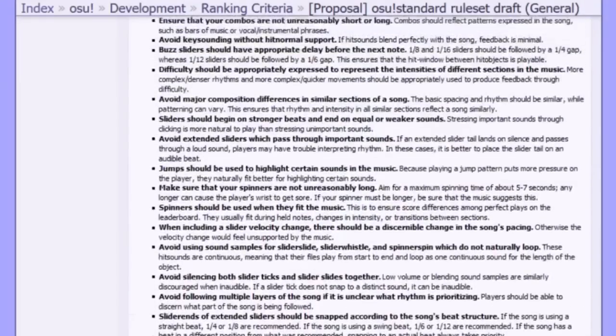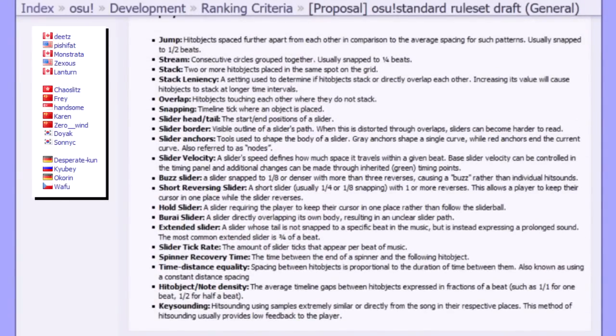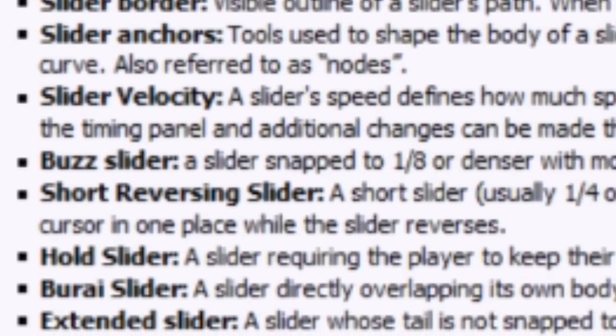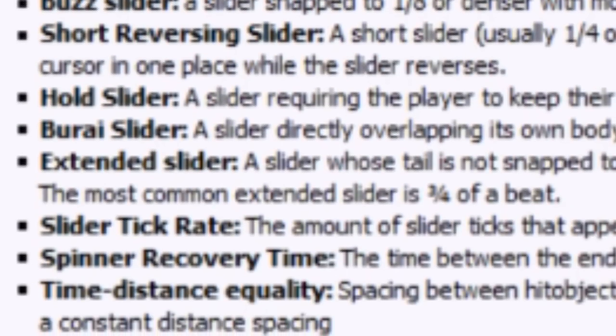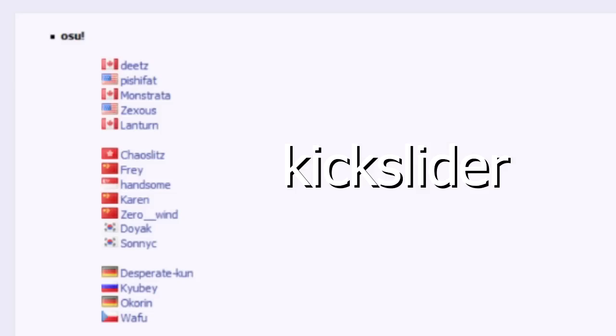As part of updating the ranking criteria, a team of mappers worked on forming this glossary. It lists a bunch of weird Osu-specific terms that appear throughout the ranking criteria, like it's a cheat sheet for anyone unfamiliar with mapping. One word that you'd think would be included here is kickslider, but it's not. In the process of defining kickslider, this team couldn't come to a consensus.